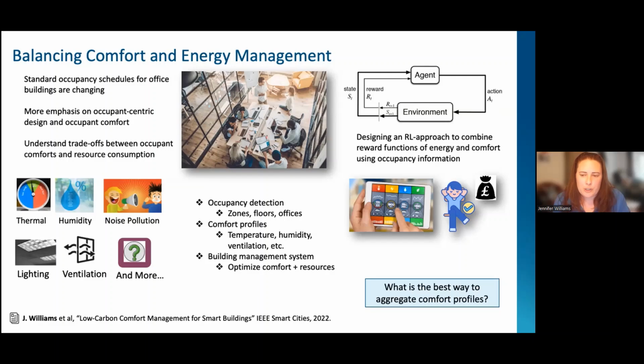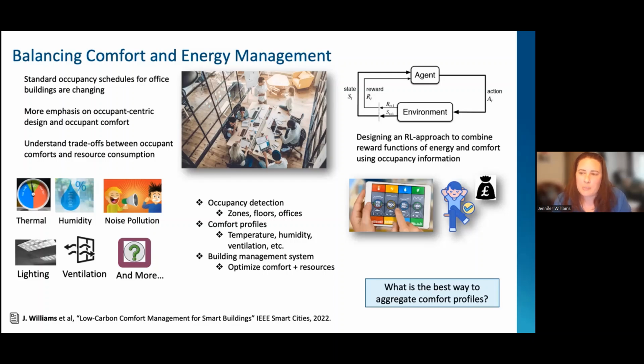And we're using a reinforcement learning approach to combine reward functions of the energy and comfort information with the occupancy information. We're looking at this in terms of zones, floors, offices, as well as comfort profiles. And ultimately, we're going to optimize the occupant's comfort with the resources that are consumed to operate the building. And the types of different issues that we're looking at are things like thermal, so the temperature of the room. What do people prefer? Do people have different preferences? The humidity levels, the noise pollution.